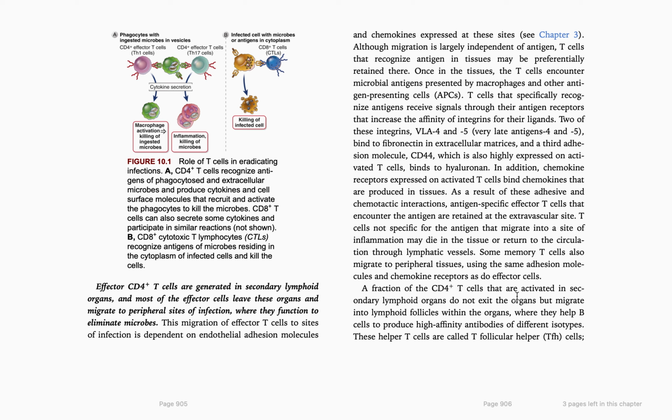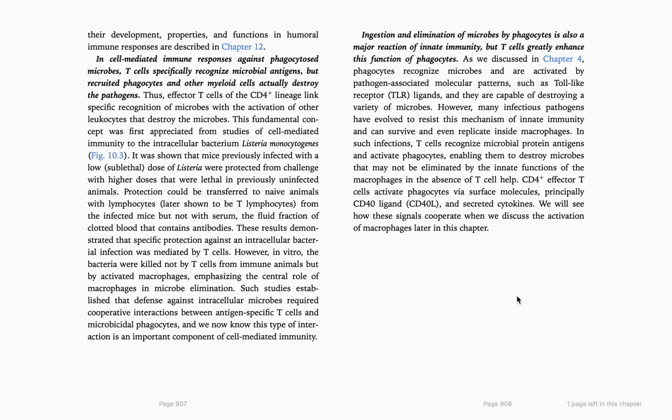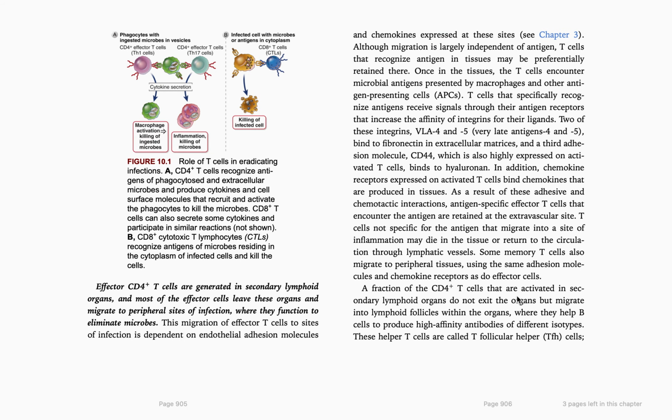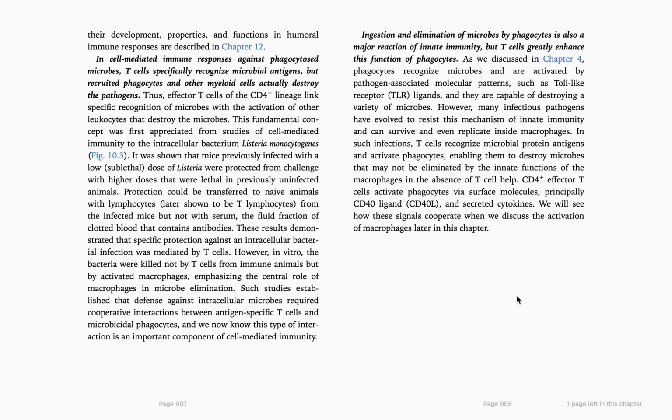Some memory T cells also migrate to peripheral tissue using the same adhesion molecules and chemokine receptors as effector cells. A fraction of CD4 plus T cells that are activated in secondary lymphoid organs do not exit the organs but migrate into lymphoid follicles within the organs, where they help B cells to produce high affinity antibodies of different isotypes. These helper T cells are called T follicular helper cells. Their development, properties, and function in humoral immune responses are described in chapter 11.